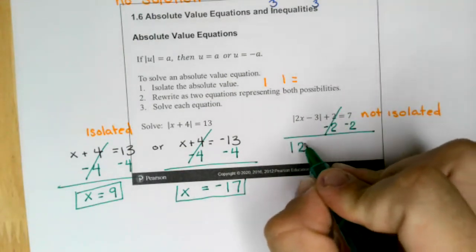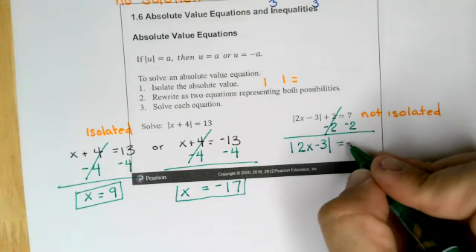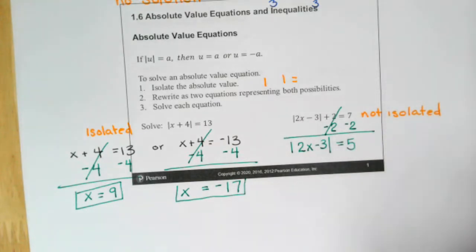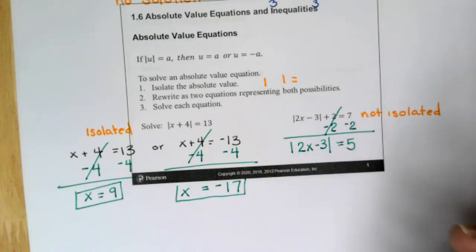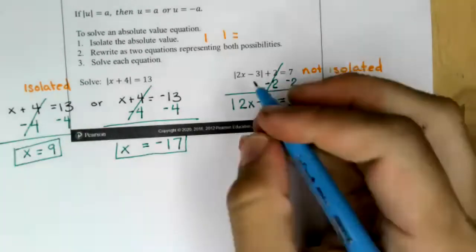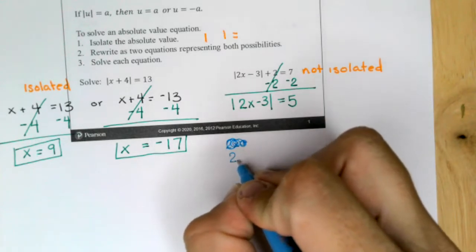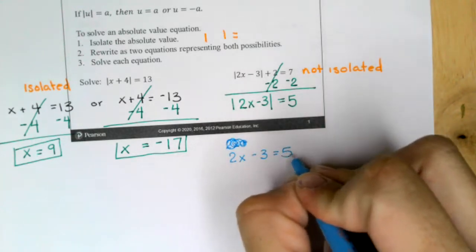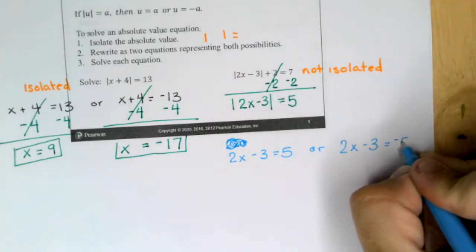So now I still have the absolute value of 2x minus 3 here. And then I have 7 minus 2 is 5. Now it's isolated. Now we can rewrite as 2 equations representing it being equal to 5 or being equal to negative 5, okay? Here it is. We would say 2x minus 3 is 5, or 2x minus 3 is negative 5.